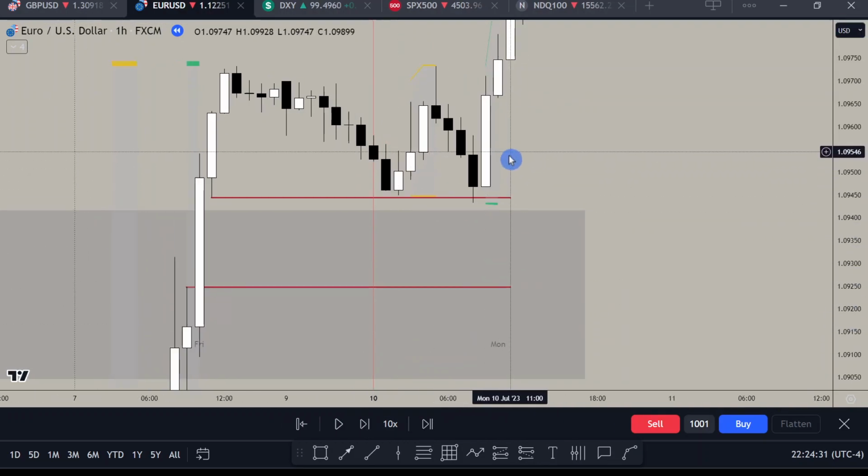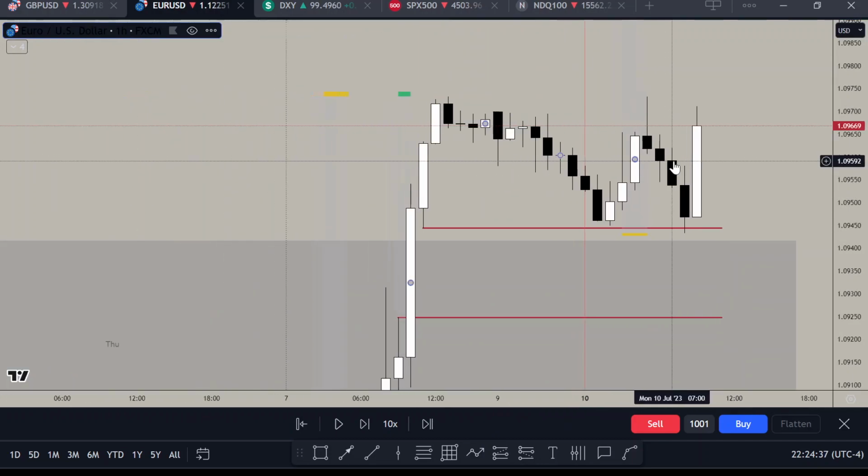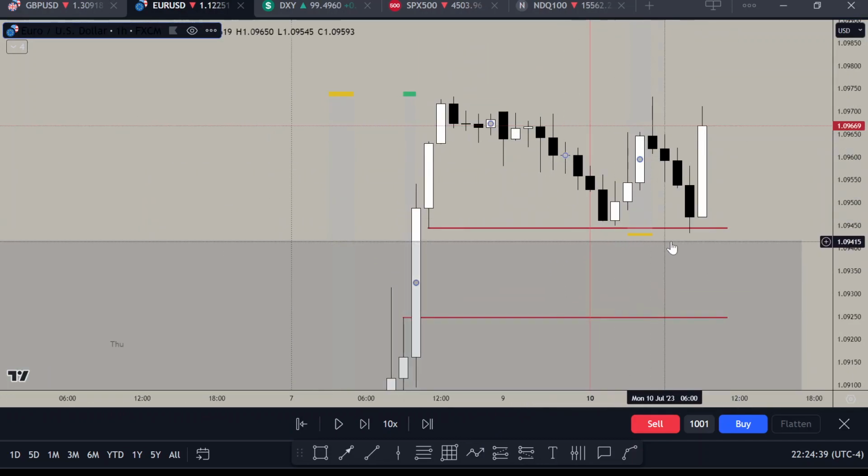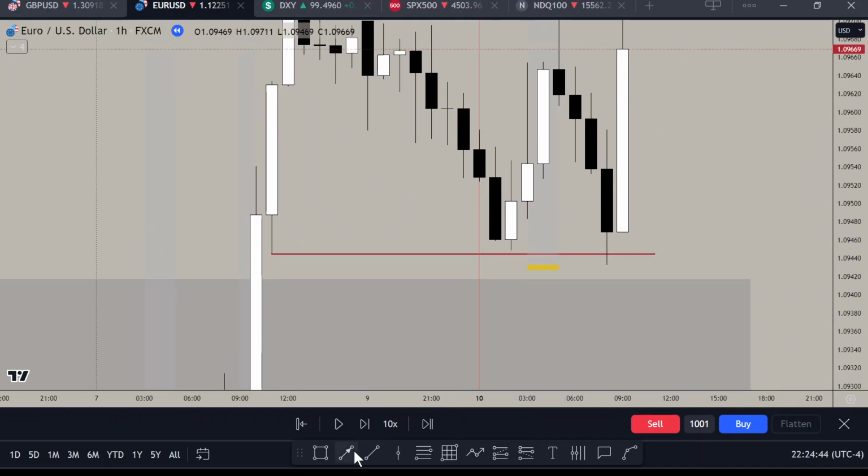So boom, now I played it too fast. Let me go back a little bit. Okay, so boom, now we've tapped into the 1 hour fair value gap clearly, and also we've taken sell side liquidity of that low.